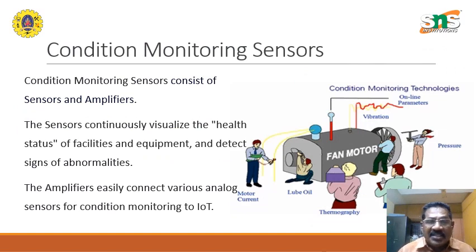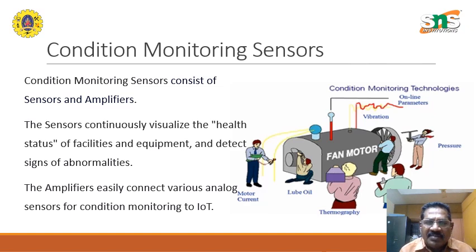Then we have the condition monitoring sensors. The condition monitoring sensors consist of sensors and amplifiers. The sensor continuously visualizes the health status of facilities and equipment, like a lathe or a fan motor, especially in aircraft. A lot of gadgets are there, like compressors and so on. The health of each of those devices is monitored and the sensor detects signs of abnormalities.